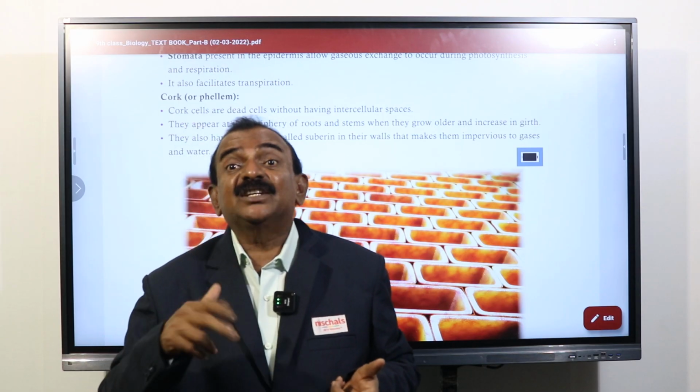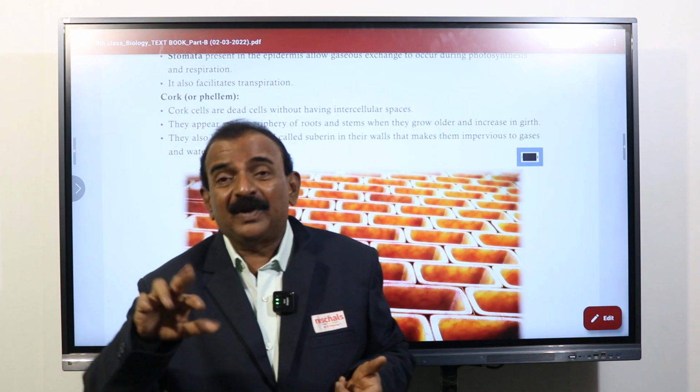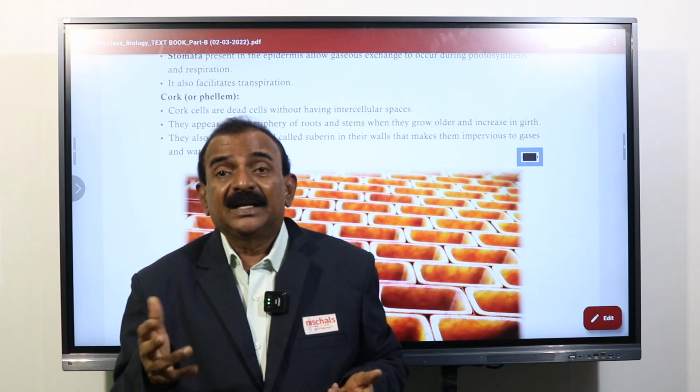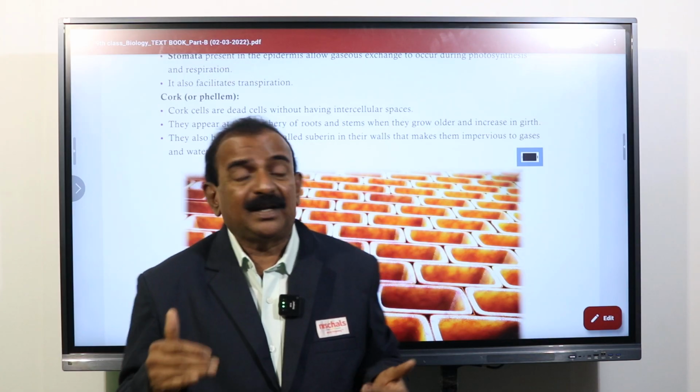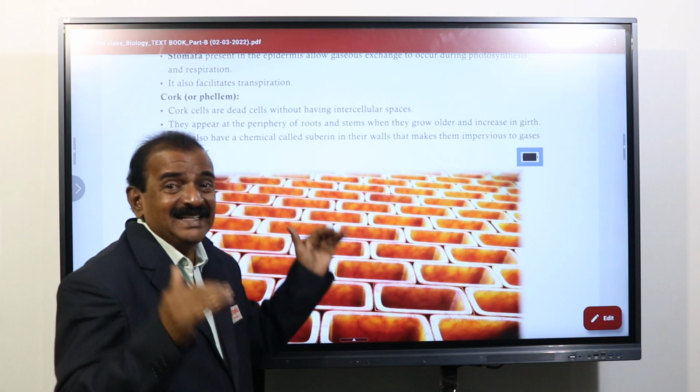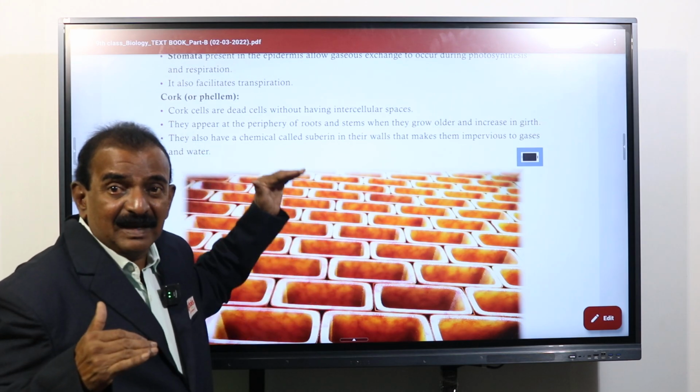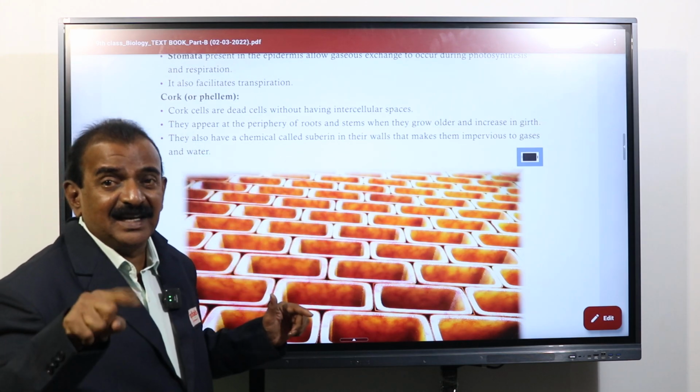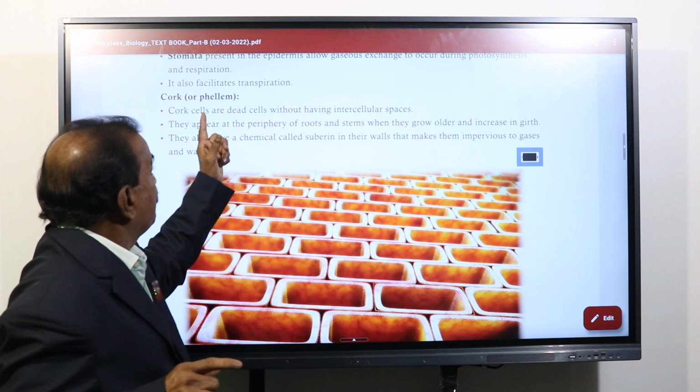It also acts as an insulator. It also prevents the plant from shocks, and it also prevents the loss of water. These are the functions of bark. And what is the other name for bark? There you see, phellum.